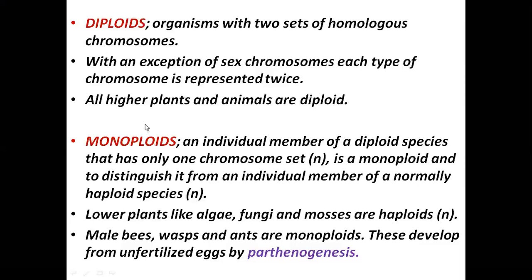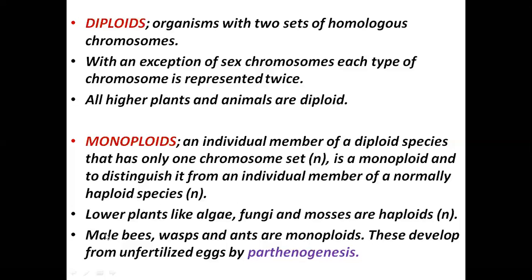Monoploids are individual members of a diploid species that have only one chromosome set. A monoploid can be distinguished from an individual member of a normally haploid species. In order to distinguish haploid species from the monoploid members of a diploid species, we use the term monoploid.